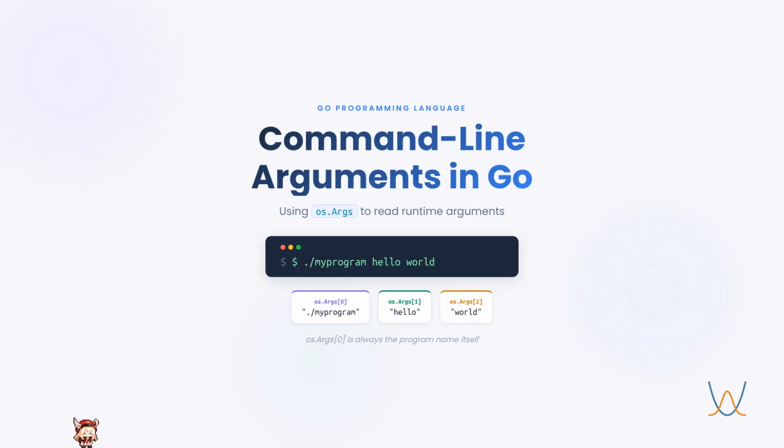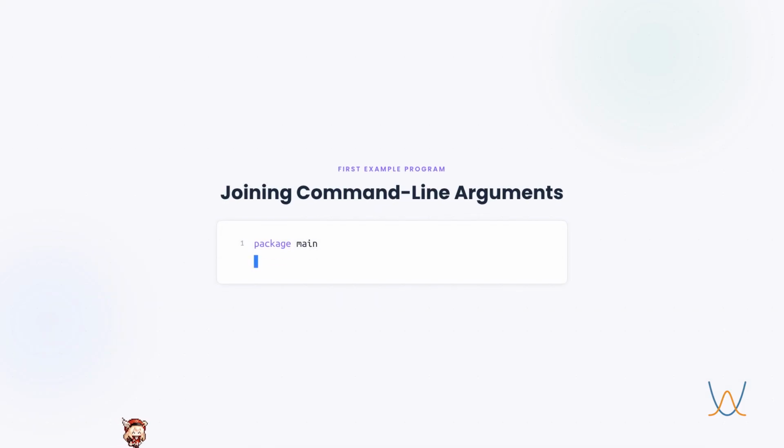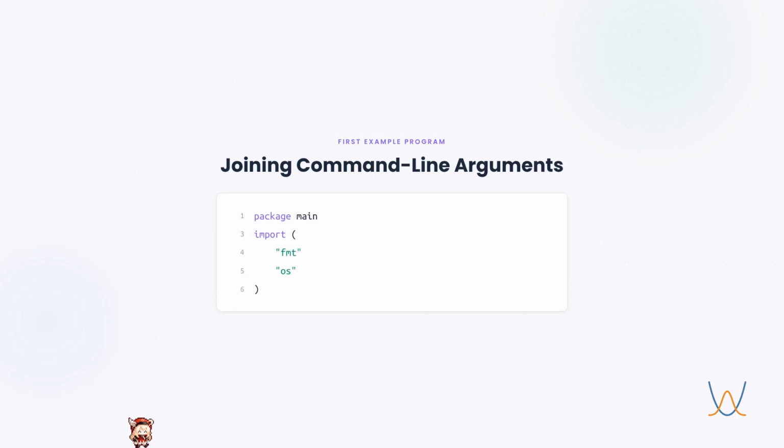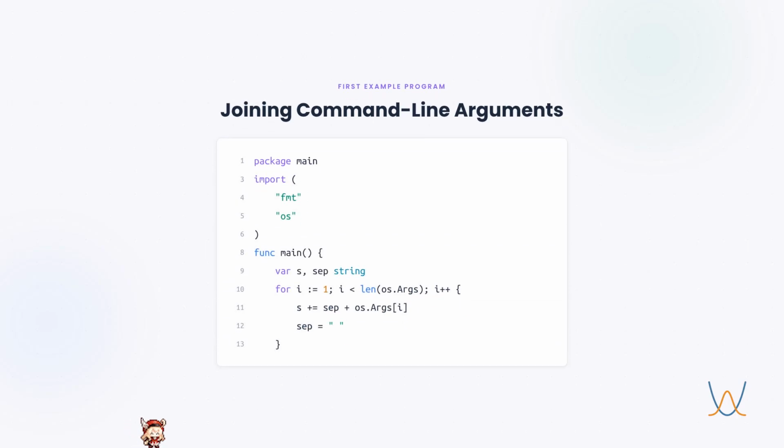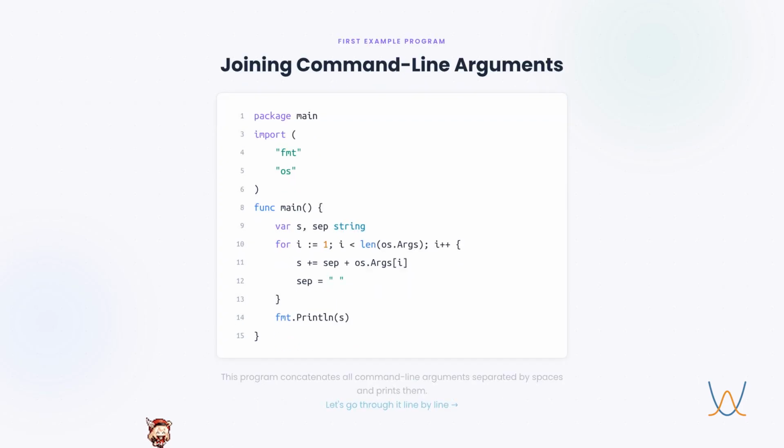The first element, os.Args at index 0, is always the name of the command itself. Everything after that, index 1, 2, and so on, are the actual arguments passed by the user. Let's look at our first example program. This program reads all the command line arguments and prints them as a single space-separated string. Let's walk through it line by line.